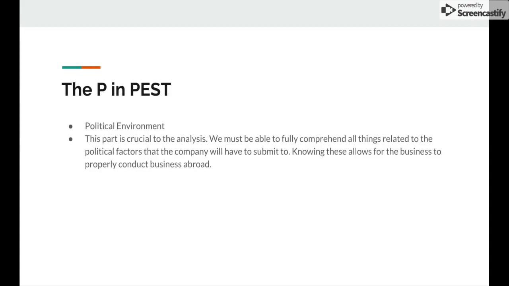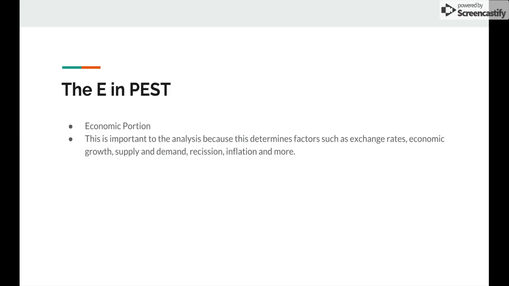If we dive in to look at that even more, we talk about the P in PEST. This is the political environment. This is really crucial to the analysis because we have to know what kind of business we're getting into. What does the government look like? All that sort of thing. You really have to know that so that you can properly conduct business abroad, or even in a different region, I should say as well.